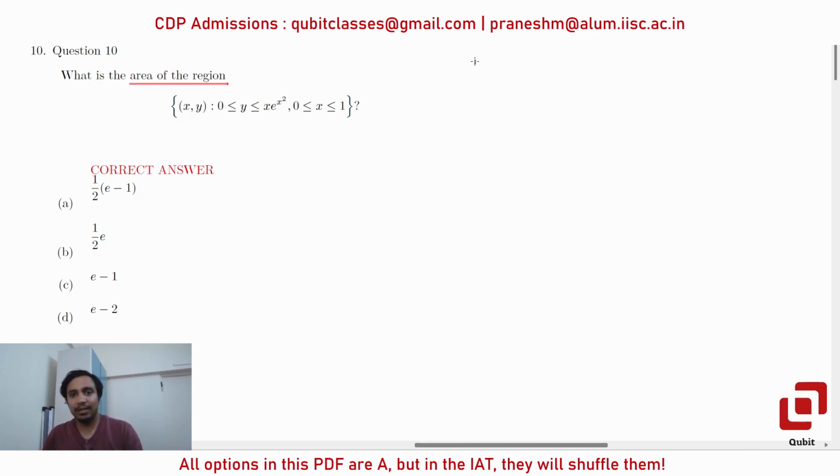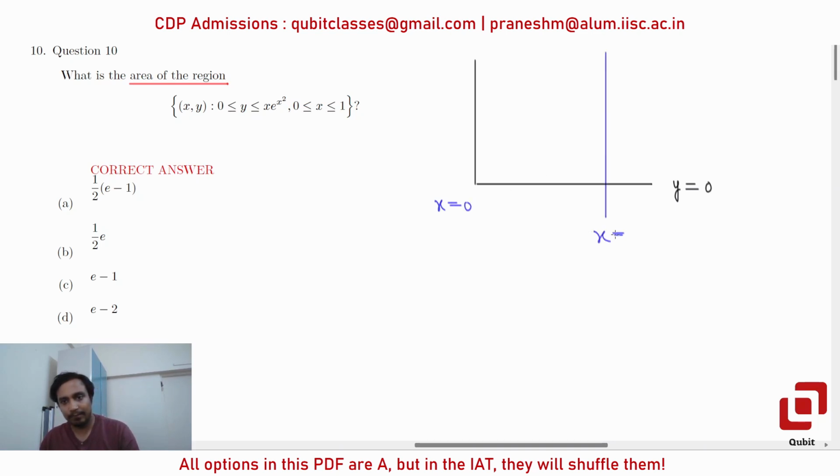Look, what they are giving is... Okay, so this is y equal to 0. Okay, and then this is x equal to 0, the y-axis, and suppose this is x equal to 1. Observe that both e raised to x squared and x are increasing functions, right? And at x equal to 0, the value of the function x e to the power x squared is 0.